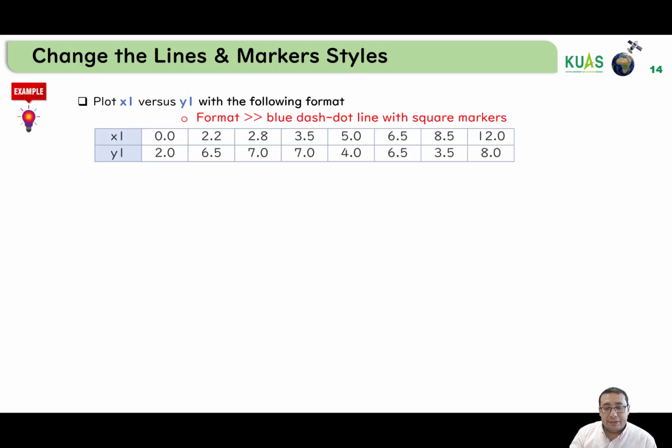So let's check this example. In this example, we need to plot x1 versus y1 using the following format. The format is a blue dash-dot line. So blue will be b, and dash-dot will be dash-dot for the style. And we need the square marker, so for the square we use s. And these are the values of x1 and y1. Okay, let's go to the MATLAB software.